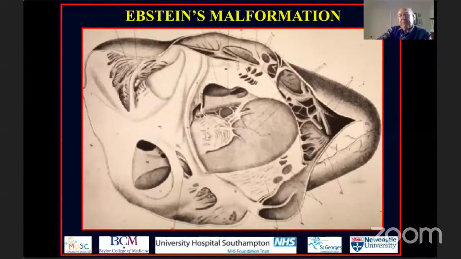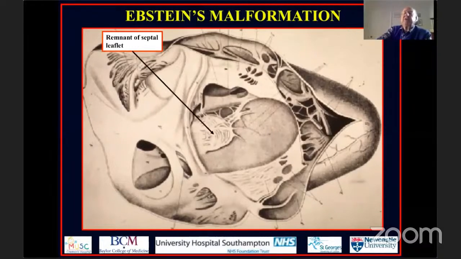So I've turned the image by 90 degrees. So you see now the apex of the heart pointing to my right hand, to the left of the patient. And you see that within the right atrioventricular junction, and to make this drawing, Ebstein has opened the heart and has turned open the flaps of the right atrioventricular junction. And there on the septum, we see a remnant of the septal leaflet.